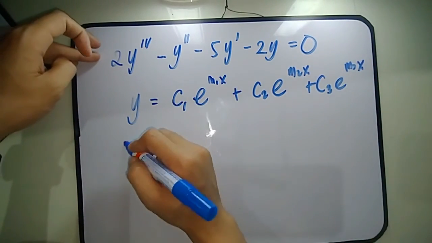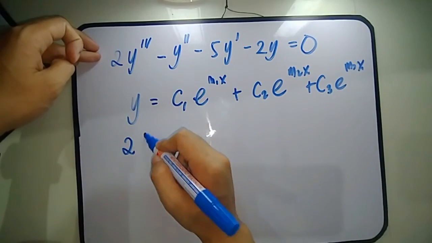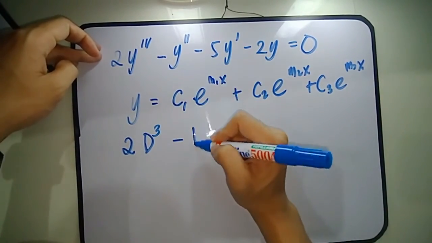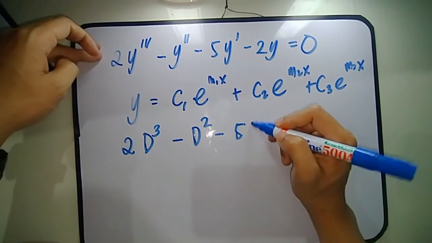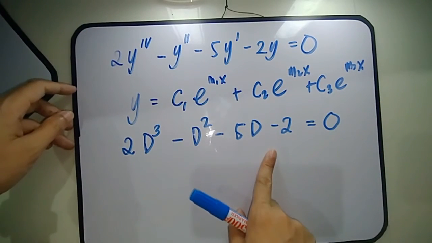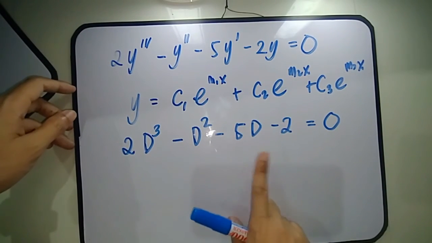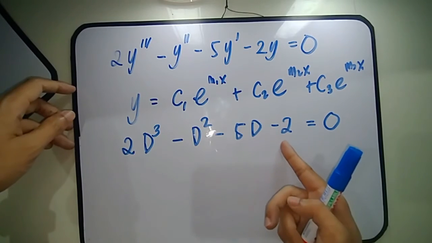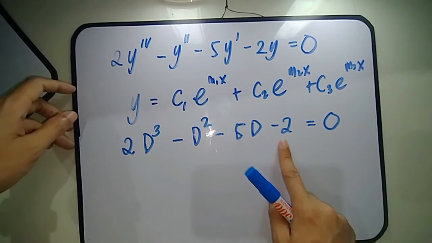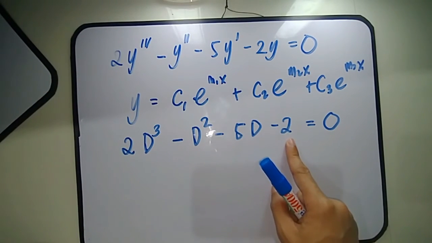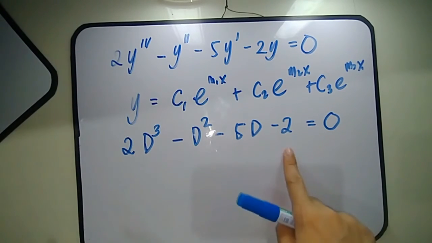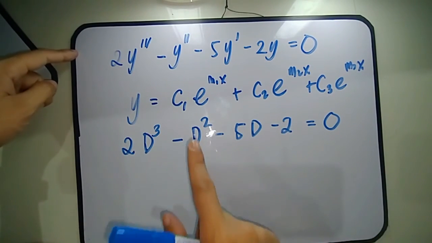So this will become 2 y triple prime, so this is d cube. So i-shortcut na natin guys. So we have here minus d squared minus 5 d minus 2 equals 0. Then we factor this out. We can use synthetic division or we can use trial and error to solve this. So the possible factors depend on your constant here. So what are the factors of 2 or negative 2? That is plus minus 1 and plus minus 2. So let's try solving this using synthetic division, or you can use your calculator, guys.